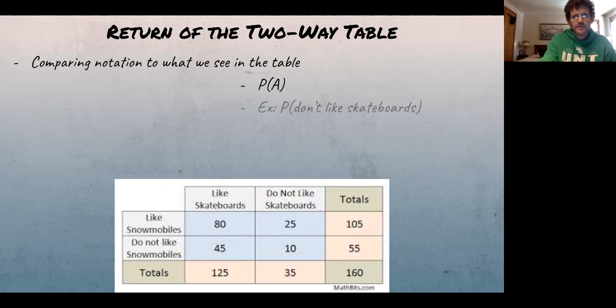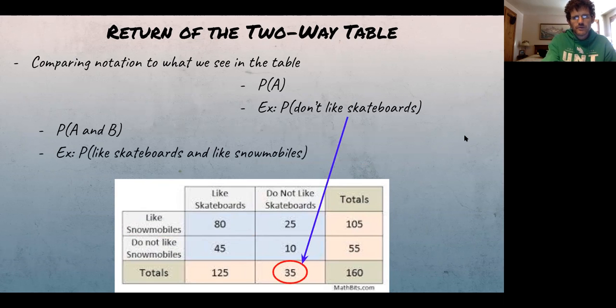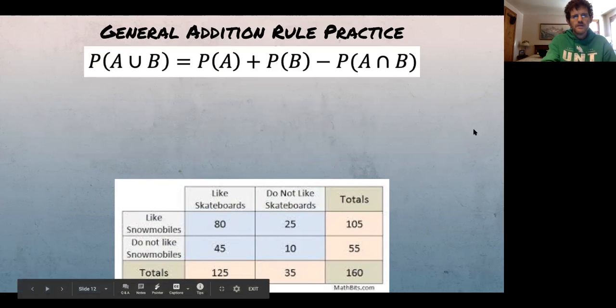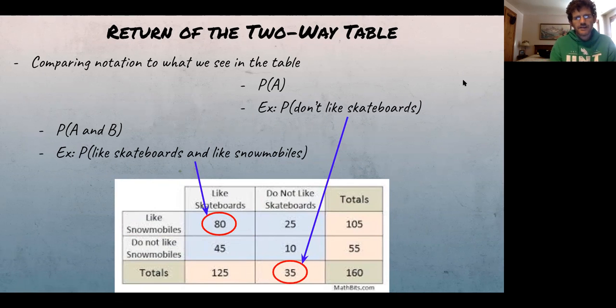Okay, probability of A, such as the probability of liking skateboards and liking snowmobiles. Okay, here we go. That's where that's found. So let me go back to that. What this means is that, and this is where the language will get a little bit confusing, we can find our conditional probabilities here. We can also find this. This is not conditional probability. This is a probability of 2 events happening out of everyone.